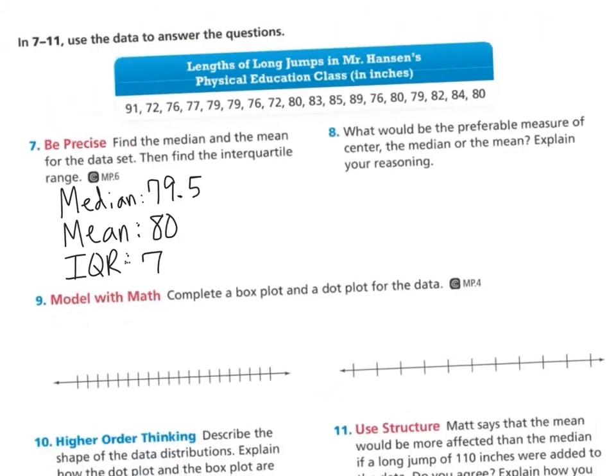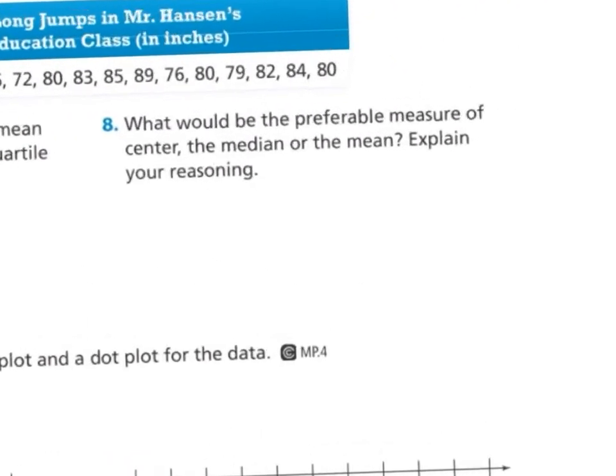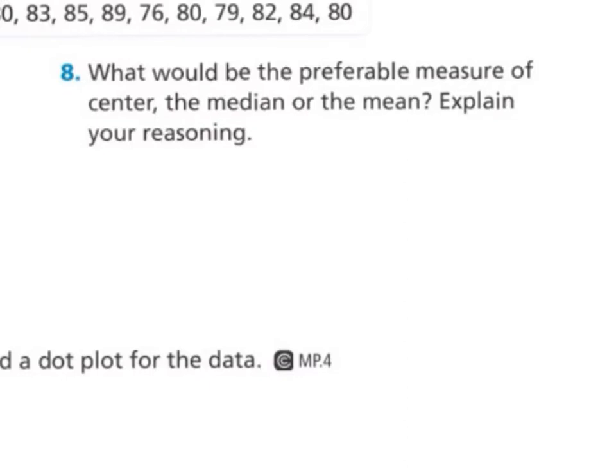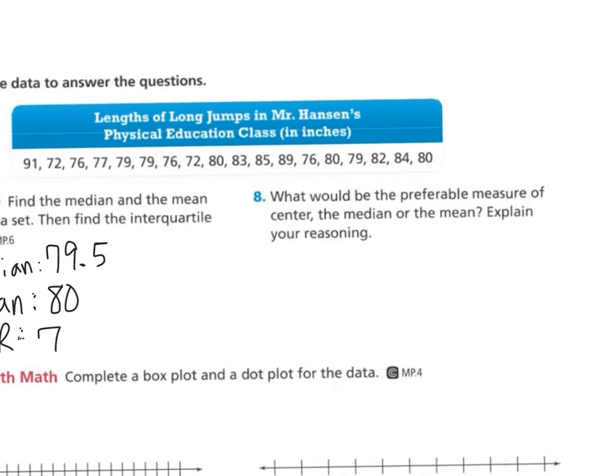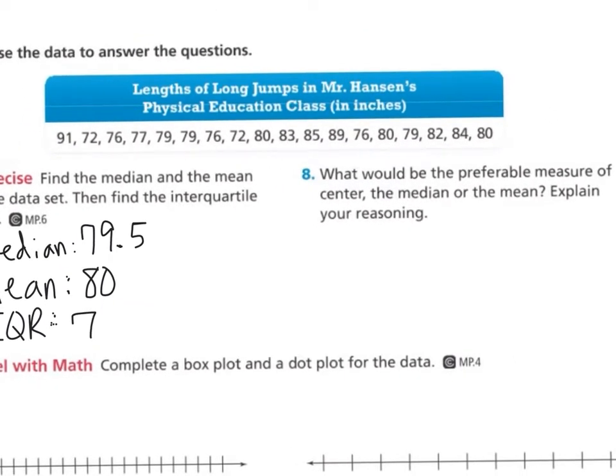So then if we look at number 8, it says what would be the preferable measure of center, the median or the mean. Again, that kind of went back originally to whether we had outliers or not. So if we look at this chart, let's see if we would consider us to have outliers. If we look at the numbers, you could maybe argue that 91's a little bit on the high end, which 89's kind of right there with it.